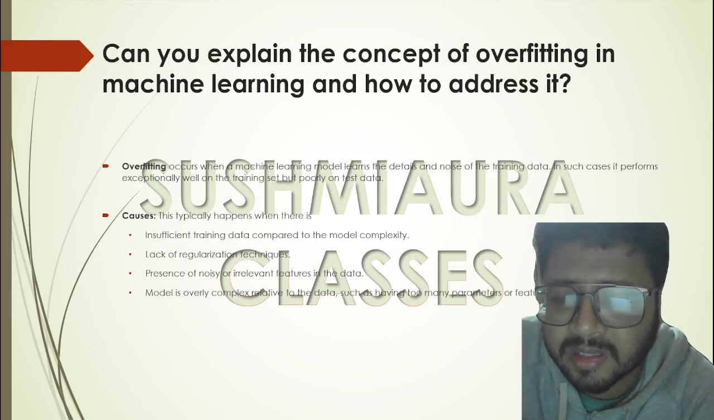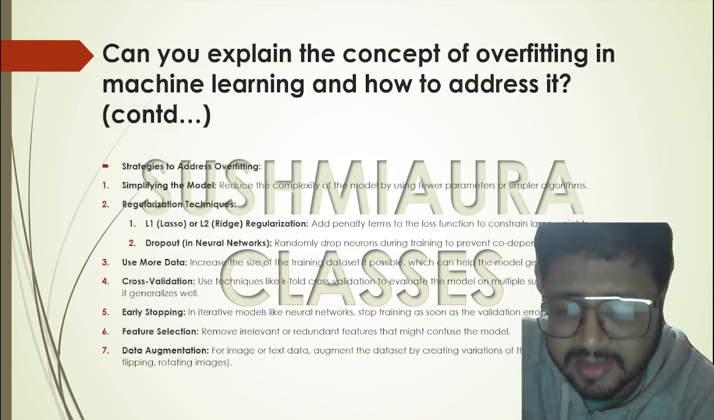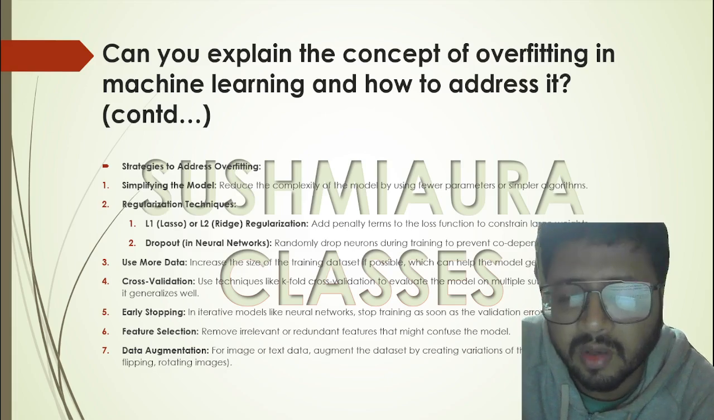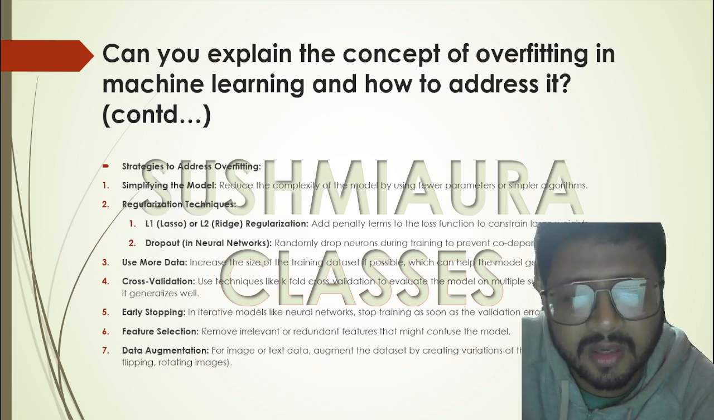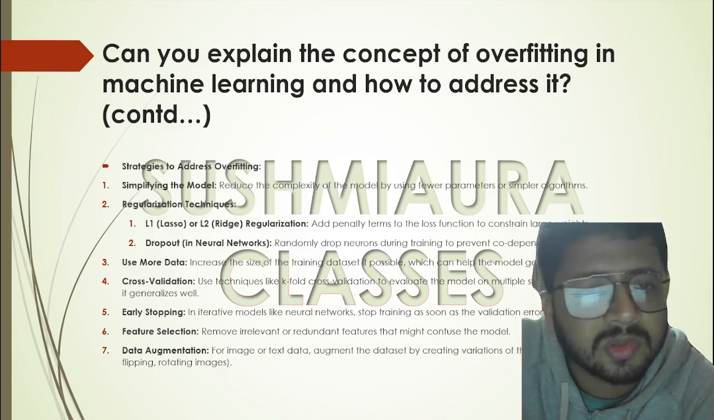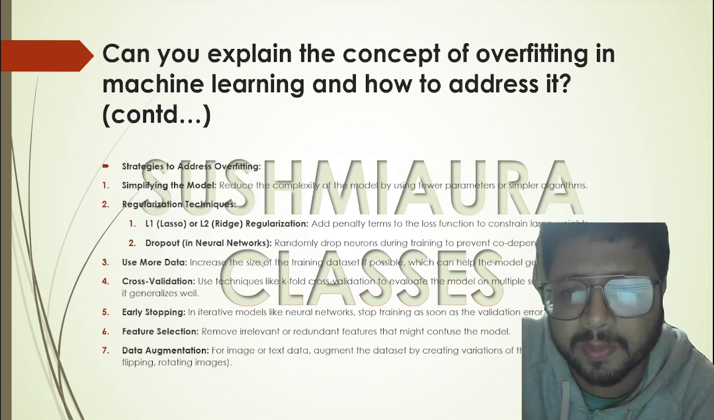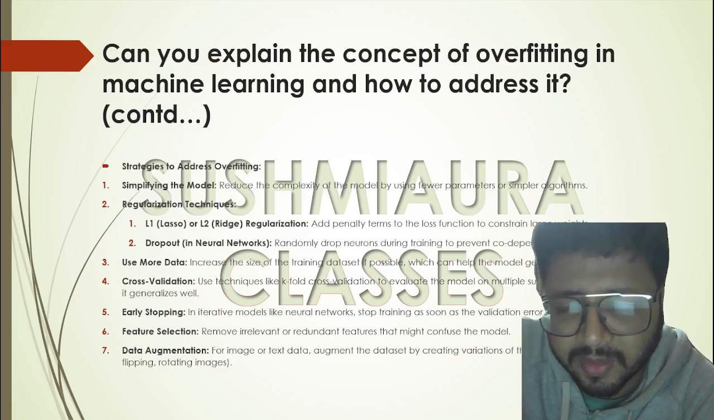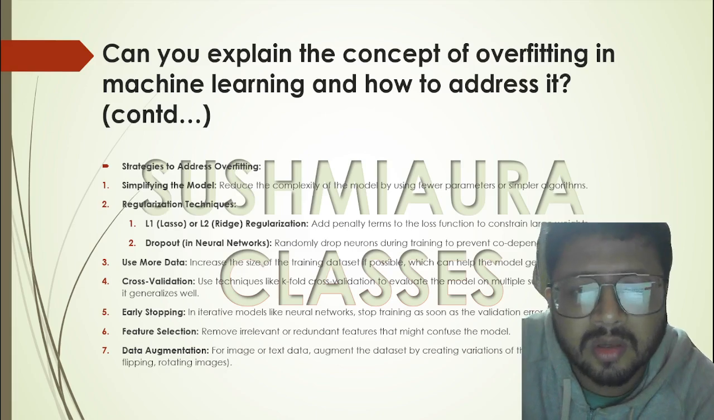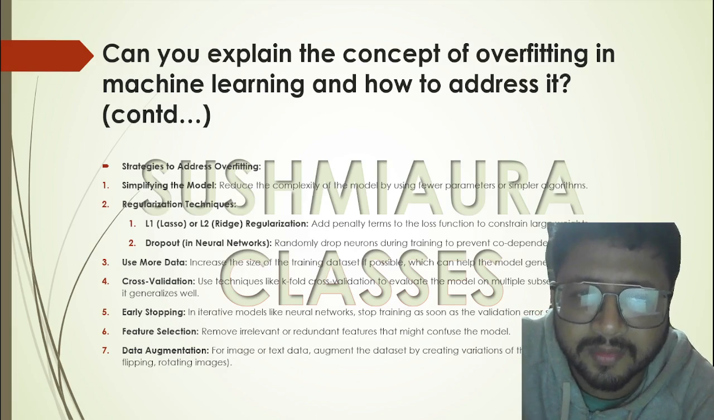Now, for the next part, we have to see what strategies can address overfitting, right? From the causes itself, we can explain how to handle the scenario. One of the primary and easiest things is that we can simplify the model, that is, we can reduce the complexity based on the parameters, and we can use simpler algorithms. The second most important technique is regularization.